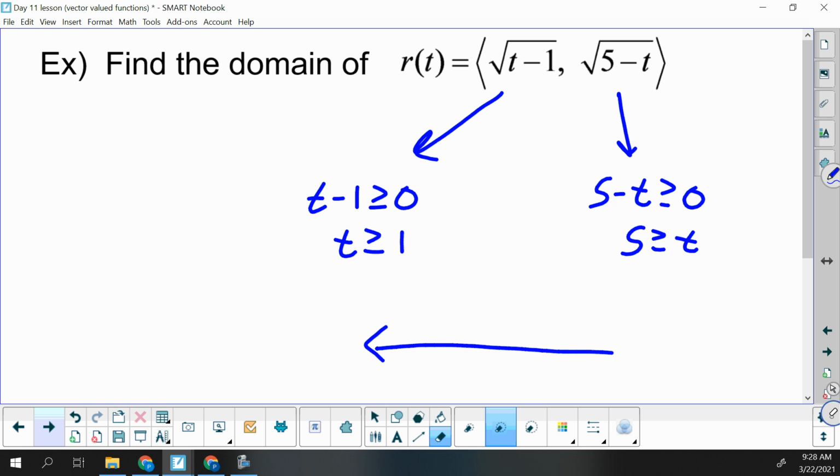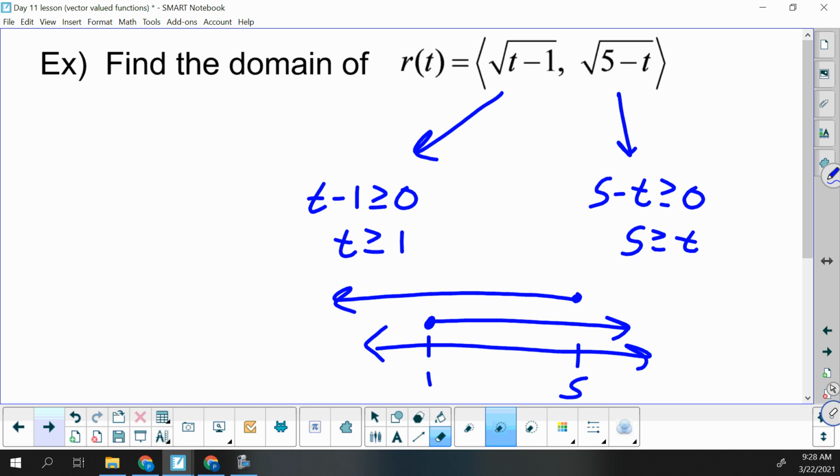So if we think of this on a number line, here's 1, here's 5. We need t to be greater than or equal to 1. So that graph would look something like that. We also need t to be less than or equal to 5. So our domain of the vector valued function is just the intersection of those. So we would have 1 less than or equal to t, less than or equal to 5, as the values of t that would work for our vector valued function.